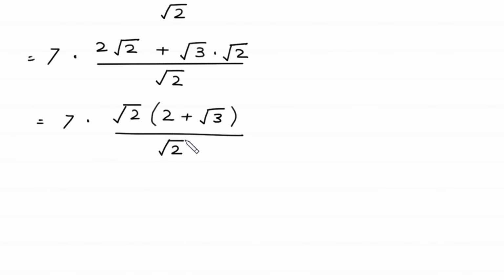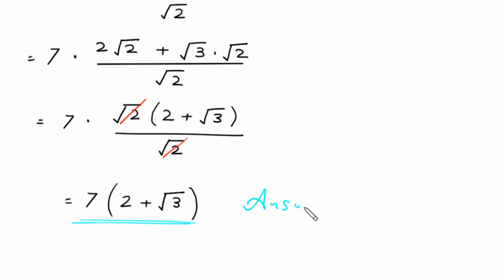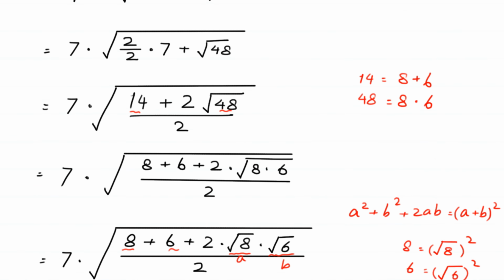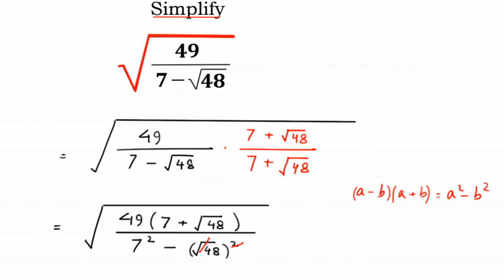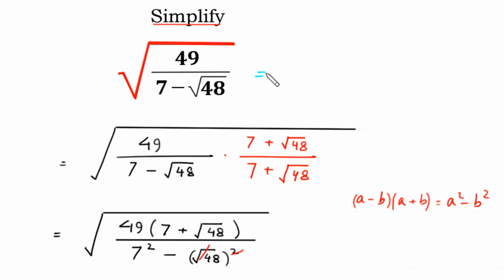Now this square root of 2 will be cancelled with this square root of 2, and here left 7 times 2 plus square root of 3. This is the simplest form of that expression. This is the final answer of this problem. So this expression is equal to 7 times 2 plus square root of 3.